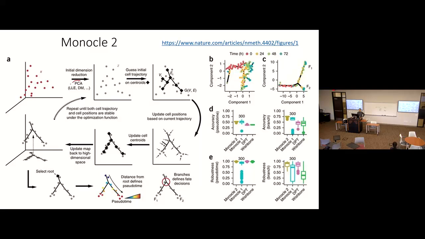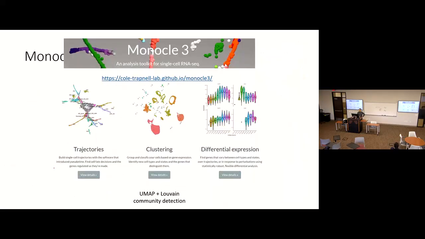Okay. The dimensionality reduction technique, and then build the tree with a branch. So this is the network. Select the root. And then this is Monocle 3. Monocle 3 tries to not only work on the trajectory, but also have a function for clustering and also differential expression.